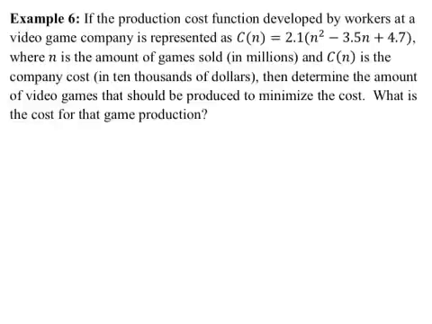Okay, then the last problem here. In this problem, we're asked if the production cost function developed by workers at a video game company is represented as C of n equals 2.1 times the quantity n squared minus 3.5n plus 4.7, where n is the amount of games sold in millions and C of n is the company cost in $10,000s of dollars. We want to determine the amount of video games that should be produced to minimize the cost. Then we want to know what is the cost for that game production.